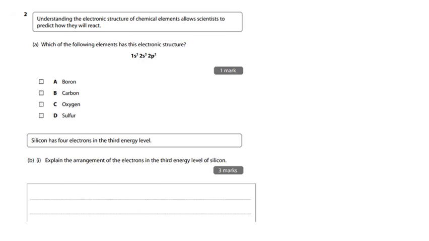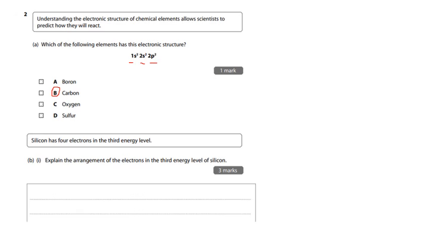Understanding the electronic structure of chemical elements allows scientists to predict how they will react. Which of the following elements has this electronic structure? So which element is this? How many electrons have we got? We've got 1, 2, 3, 4, 5, 6 electrons. So look on the periodic table. Hairy Henry likes beer by cupfuls, so we're talking carbon. Carbon's got 6 electrons. Silicon has 4 electrons in the 3rd energy level. Explain the arrangement of the electrons in the 3rd energy level of silicon, 3 marks.